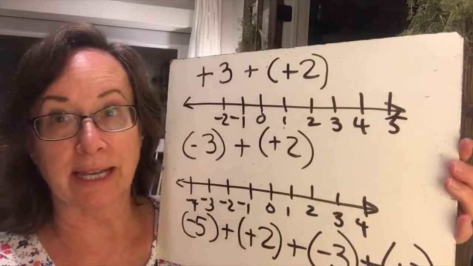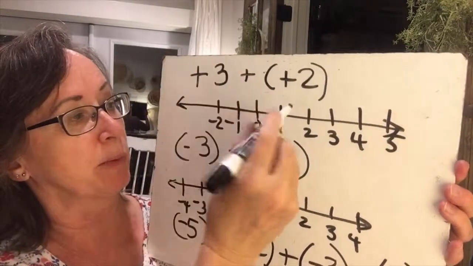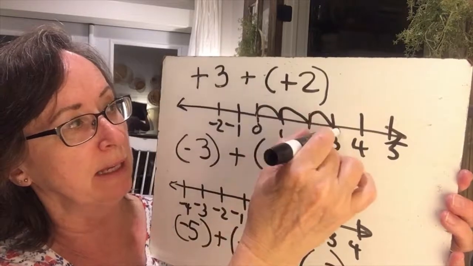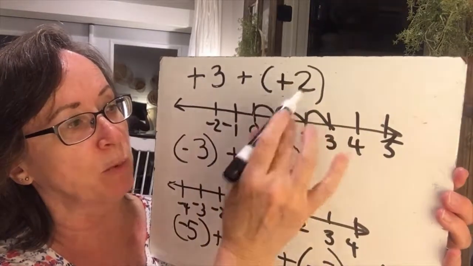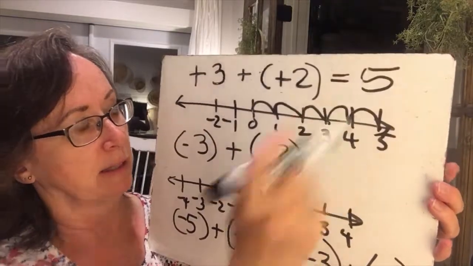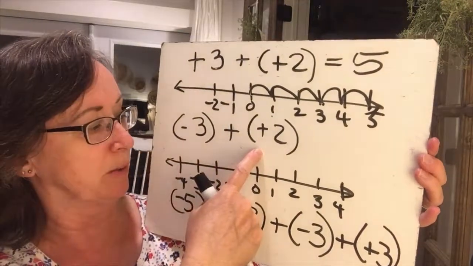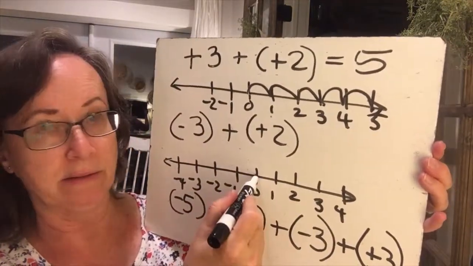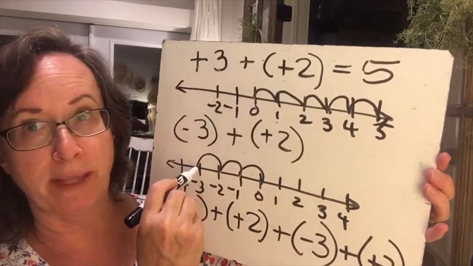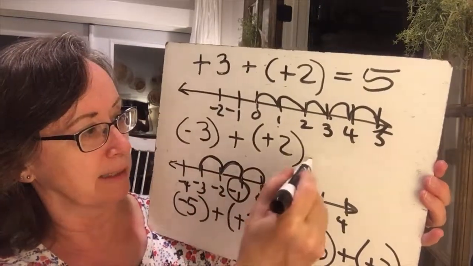Okay, so here we have our last few practice problems here. +3, so we're going to start at 0 and take 3 positive steps, 1, 2, 3. And then from there, we will take 2 more positive steps, 1, 2, and the answer is 5. On the next one, we have a -3 plus a +2. So we'll start at 0, and we'll move in the negative direction, 1, 2, 3. And then from there, we will move 2 to the right, 1, 2, and the answer is -1.